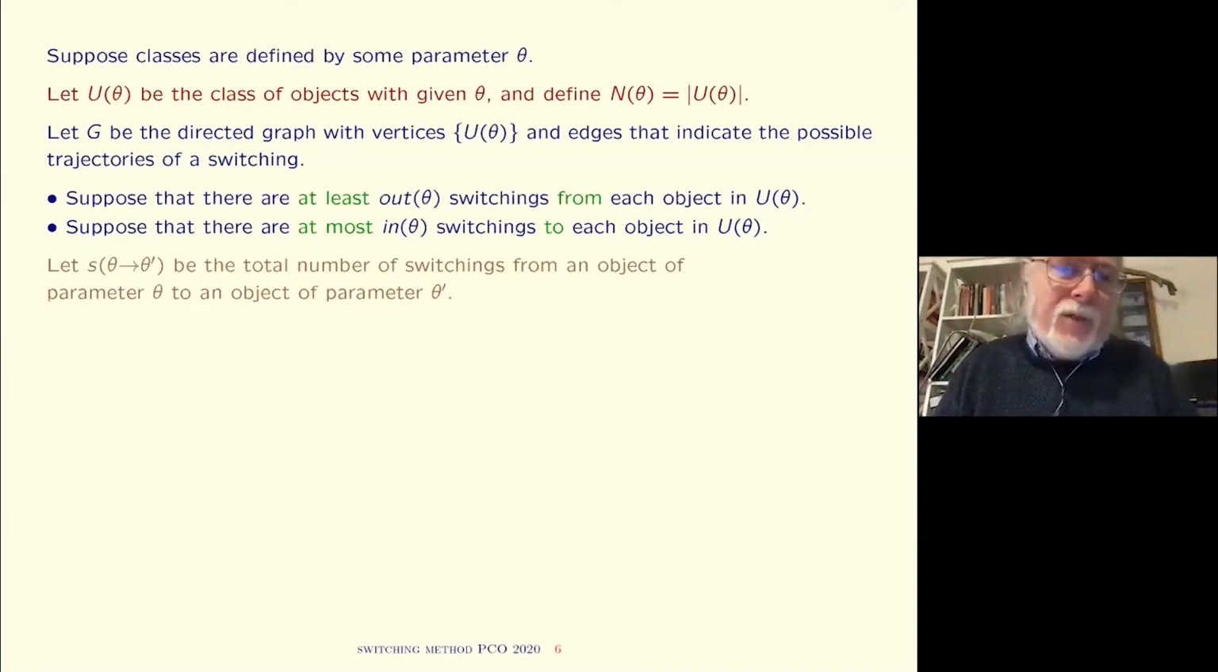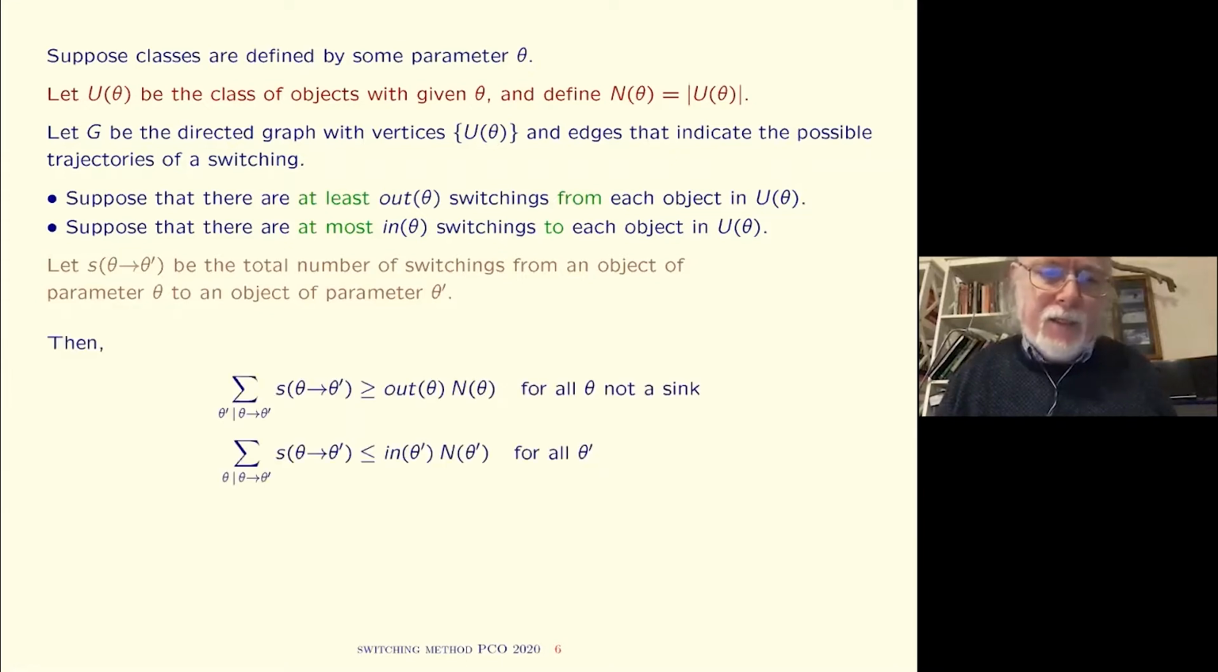A variable is s of an edge theta to theta prime. It's a directed graph, of course. And this is the total number of switchings that consist of an object of parameter theta and a switching that takes it to an object of parameter theta prime. So the definitions of in and out give us these inequalities.